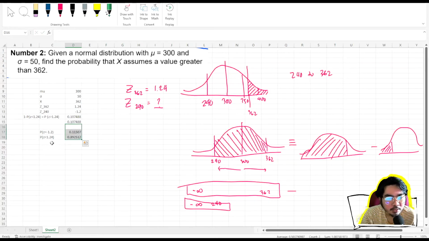So ayan siya. So if you want to take the p-value of z, so kumbaga in between siya, negative 1.2 in between z and 1.24. Tama? In between. So from 240 to 362 or negative 1.2 to 1.24. Then this is just equal to this one minus this one. So that gives you 0.77%. Okay? So that's how you solve these types of problems.